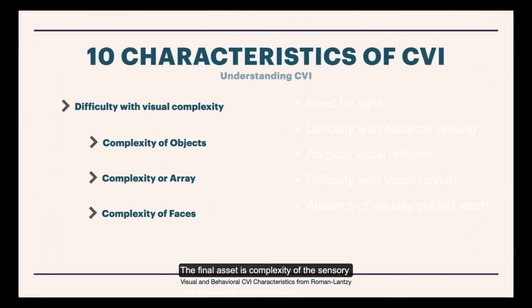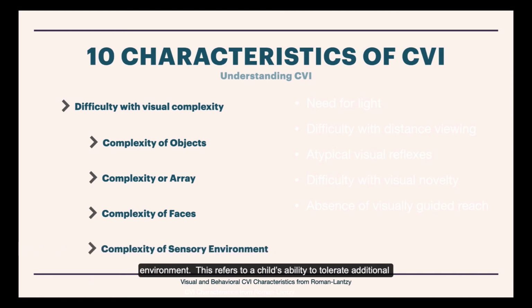The final aspect of complexity is the sensory environment. This refers to a child's ability to tolerate additional sensory information while using their vision. For some children, they can only use their vision with no additional distractions. Additional sensory inputs are commonly thought of as the level of sound the child can tolerate, but this is not the only form of a distractor.